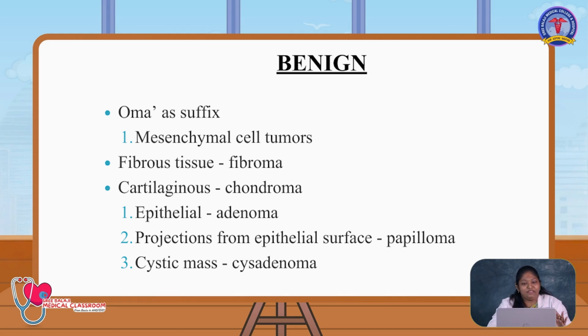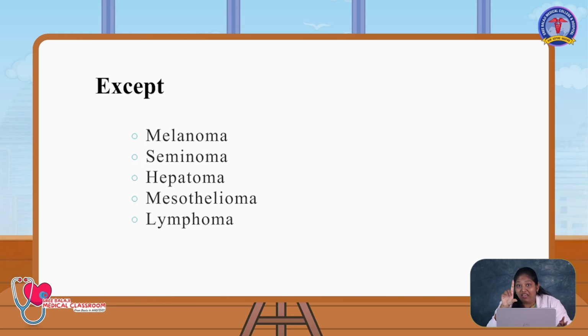So I'll give you a few examples. For example, fibroma, chondroma, adenoma, papilloma, cystadenoma. So all this oma, you can keep it in your mind. These are benign tumors. But there are exceptions.